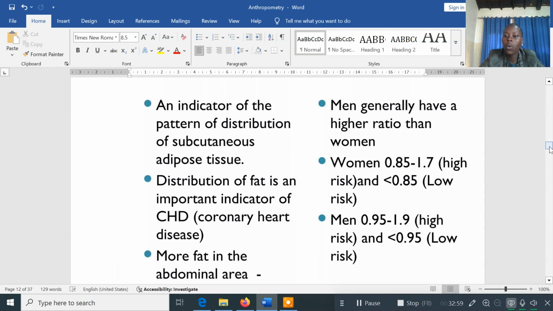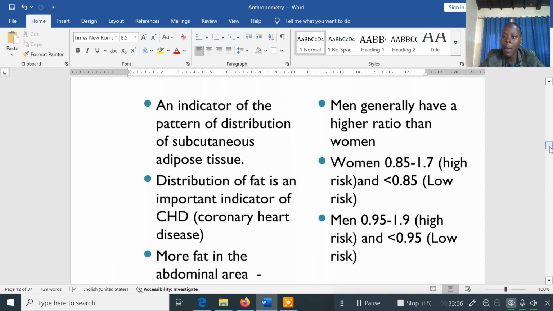Women who have less than 0.85 are at a low risk. Then for men who have between 0.95 and 1.9, they are also at a higher risk of developing those health conditions. But those who have less than 0.95 are at a low risk of developing those conditions. Okay.